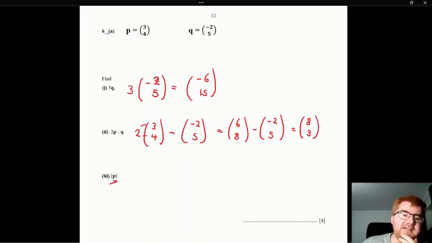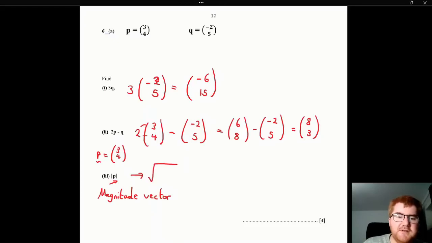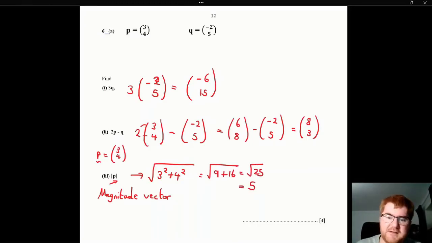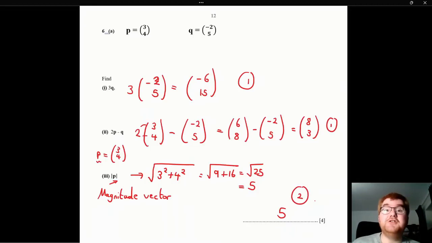And then we have these lines here. This is basically looking for the magnitude of the vector. And this is a formula you can just learn off by heart. So remember, our p vector is equal to 3, 4. So the magnitude of the vector will be the square root of 3 squared plus 4 squared. So it's just Pythagoras essentially. This gives us the square root of 9 plus 16, which is 25, giving our final answer of 5. Again, this is a 1 mark question, and then 2 marks for knowing the magnitude of a vector.